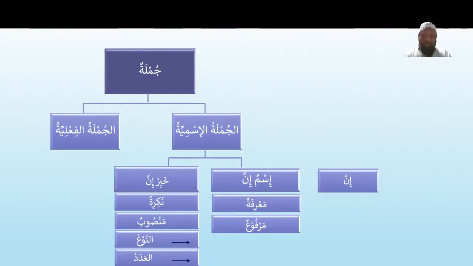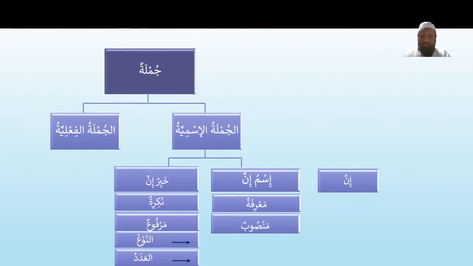What happens to the i'rab? The i'rab of mubtada, which is اسم إن now, it changes. The i'rab of اسم إن changes to mansub. Okay, and the rest of the things remain the same. And the i'rab of khabar also will change to marfu', back to normal. So this completes the chart of inna.